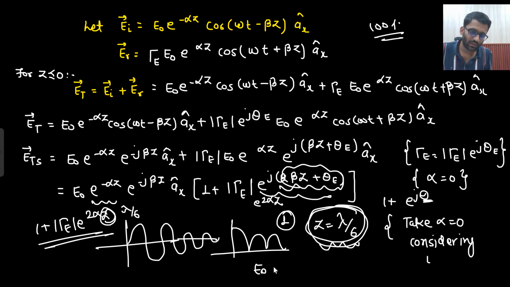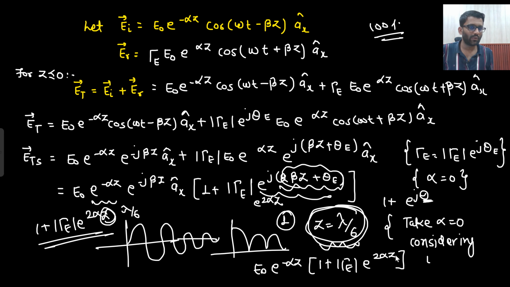E naught e to the power minus alpha z into 1 plus gamma e to the power 2 alpha z. This will be the magnitude. Now, the alpha value you would know, and at z equals lambda by 6 you are having maxima. So you will put z equals lambda by 6 here, and then you will get the magnitude.